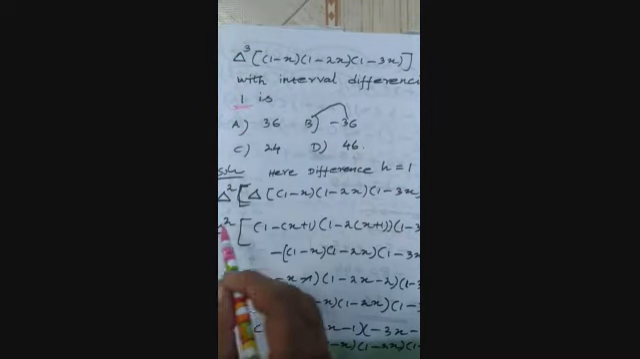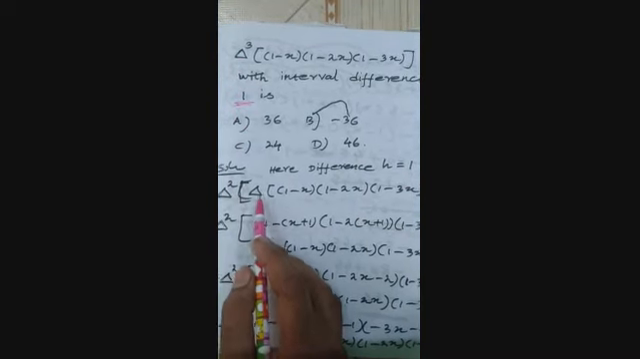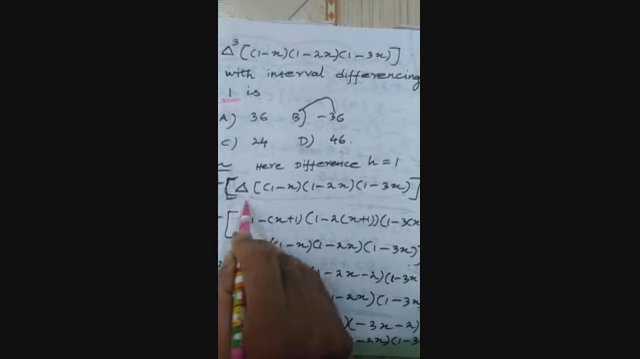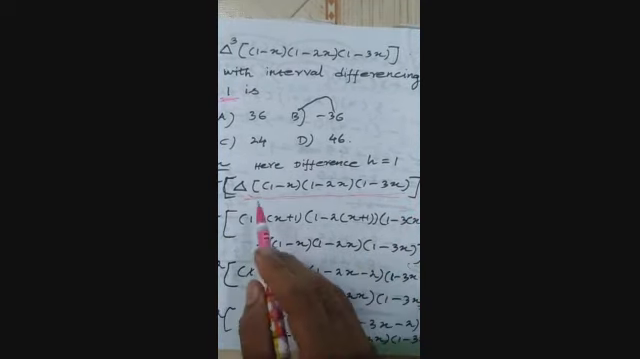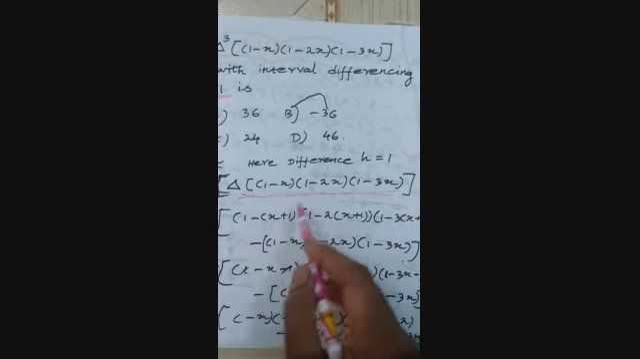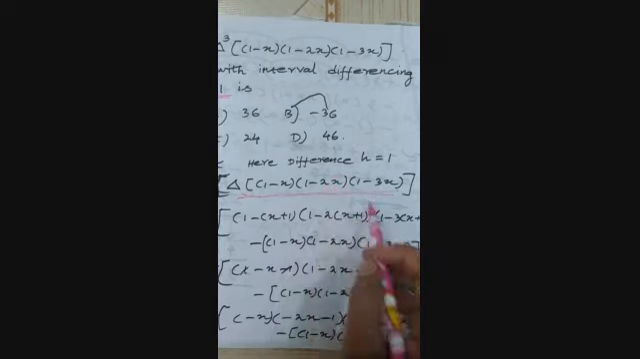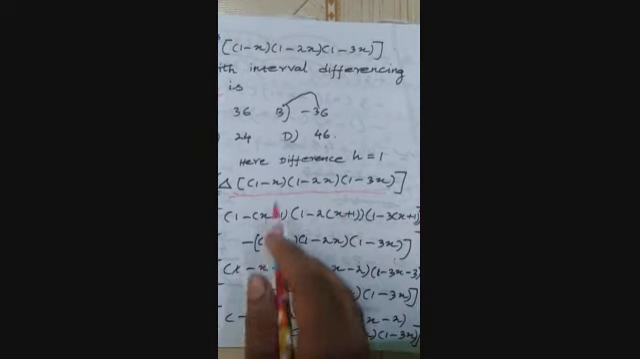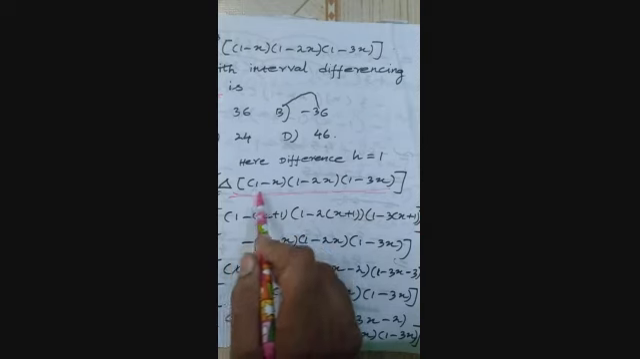Delta cube we can write as delta square into delta, you know very well. Now apply it as per the definition of delta. Instead of x, we substitute x plus 1, then minus the terms as they are, f of x plus h minus f of x.